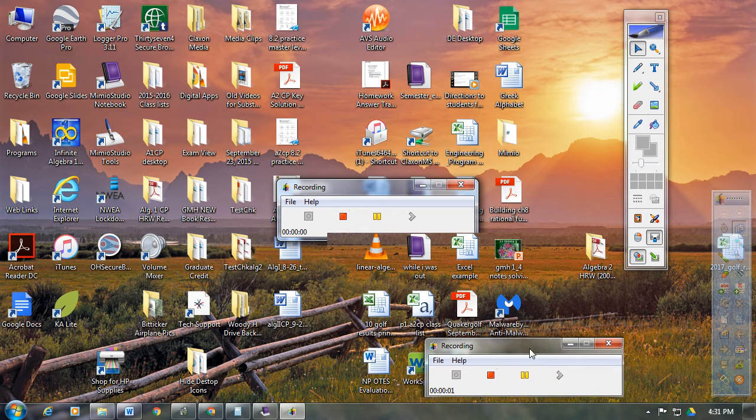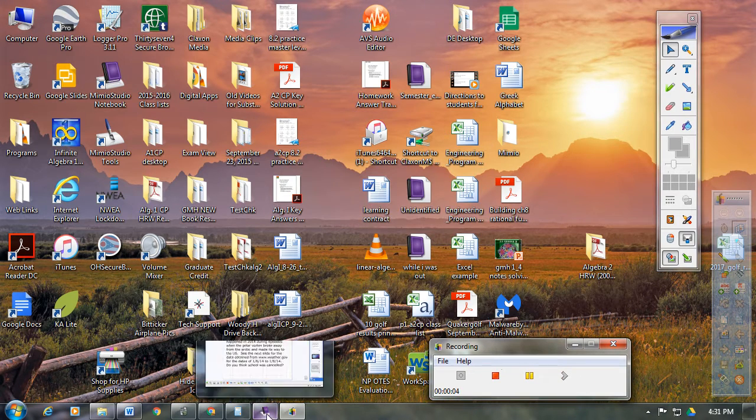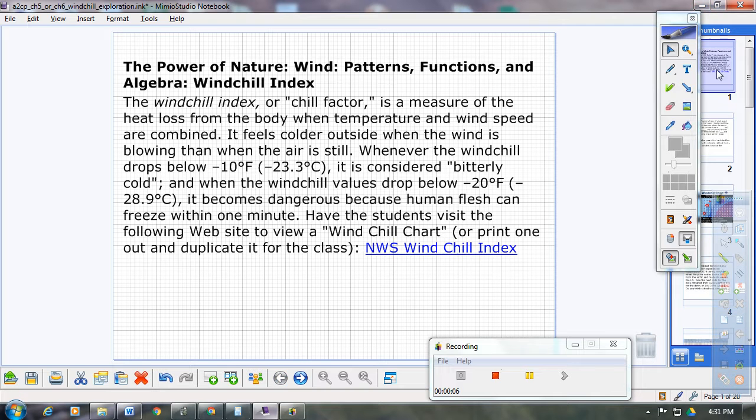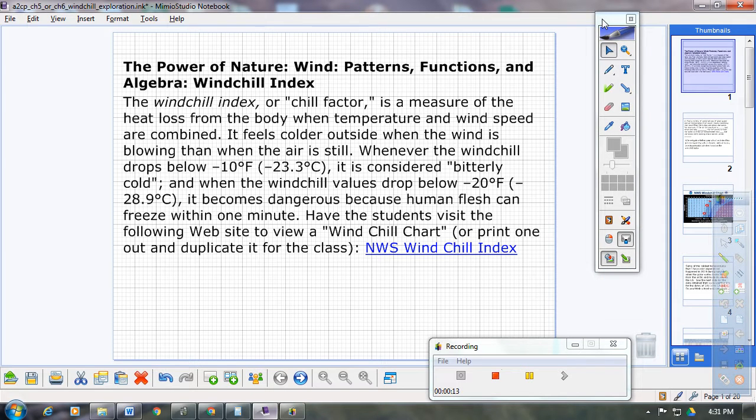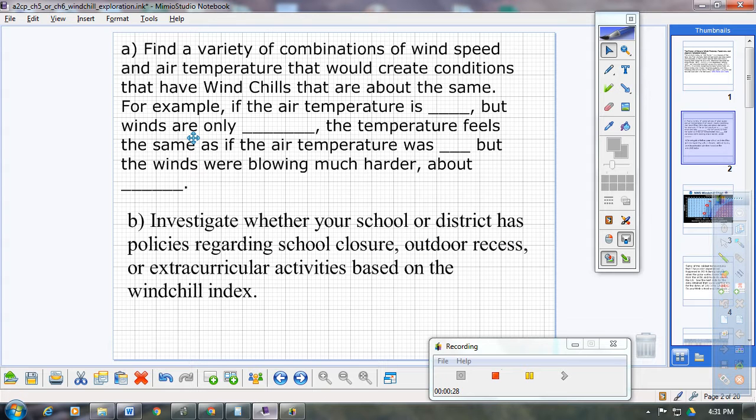Alright, Mr. Claxon's Algebra 2 students. We were trying to figure out today, the number one question everyone was asking, whether or not we were going to have school tomorrow. And we've been exploring the wind chill index for quite some time. I just wanted to take you through a few pieces of that so you can make sure you are completing it correctly. For letter A, I wanted you to identify different conditions that would yield the same wind chill.